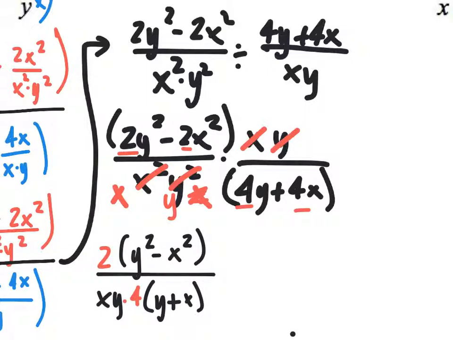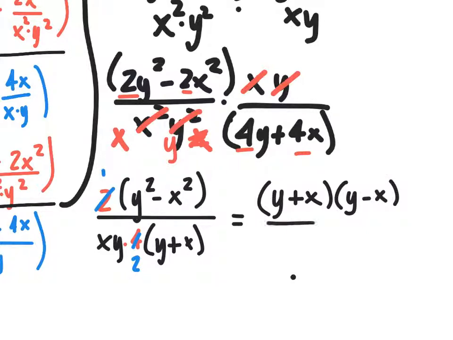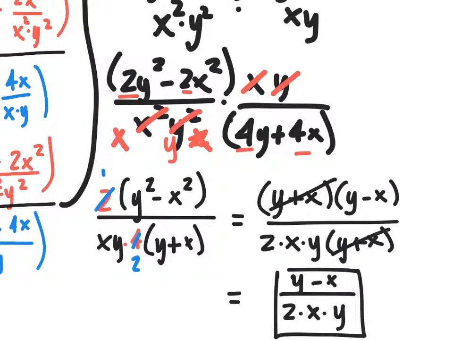Okay, now, a couple things are going to divide out here. My 2 and 4 are going to divide out to 1 over 2. I'm also going to factor my numerator here, and that's going to become y plus x times y minus x. And we're going to divide this by 2 times x times y plus x. Now, the last thing that's going to divide out is my y plus x. And so my final answer is going to be y minus x divided by 2 times x times y. And that's my simplified answer.